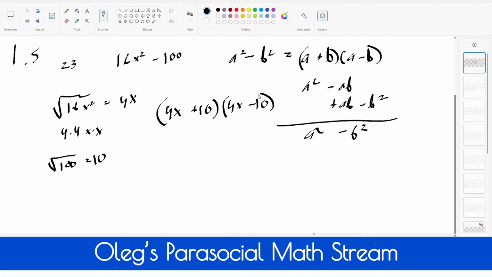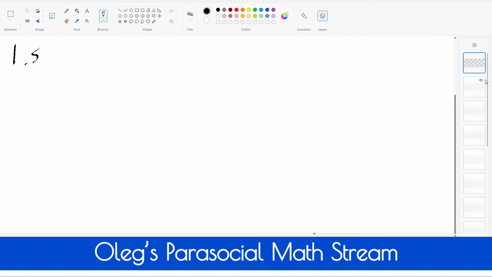So 4x plus 10 and 4x minus 10. And again, if this is a square, we can just square root it to get A, and then we know what our A's are. And the B, one is going to be positive, one is going to be negative. All right, let's check that. It's 23. Yep, that's correct. All right, next.